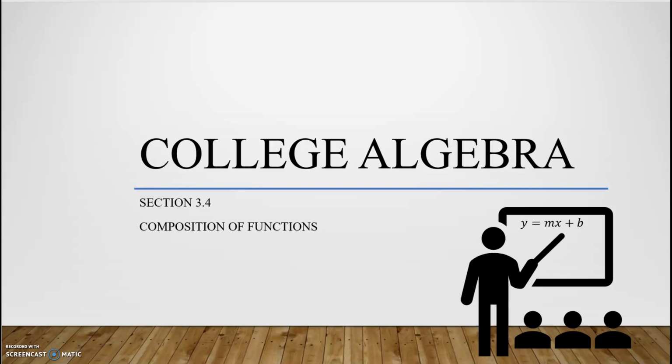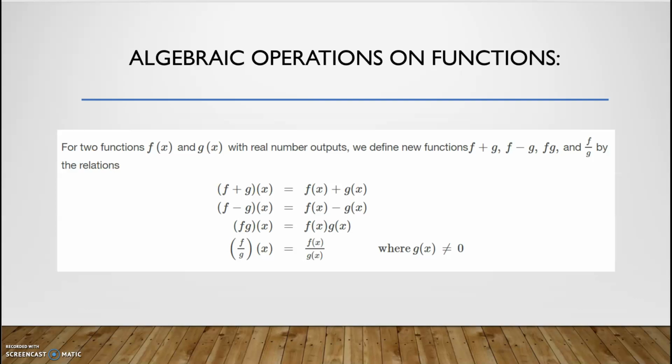All right, this is section 3.4. We're talking about the composition of functions. But first we're going to be talking about the algebraic operation of functions. So if we have two functions, f of x and g of x, and their outputs are real numbers, so they're not imaginary, we define new functions as f plus g, f minus g, f times g, and f divided by g by these relations.